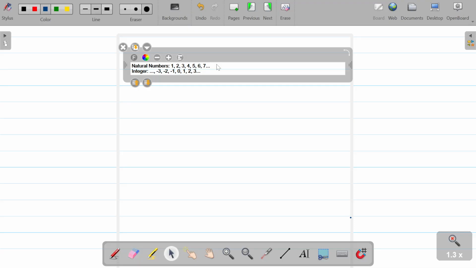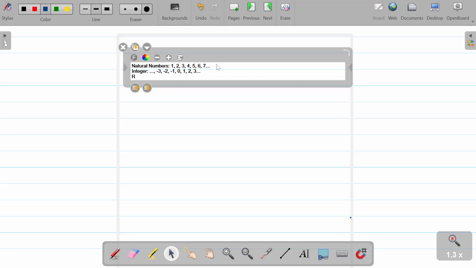Again, we're never going to reach that particular number, but we know that we are headed in that general direction. All right, now we're going to get a bit more technical when we're talking about a rational number. What is a rational number?